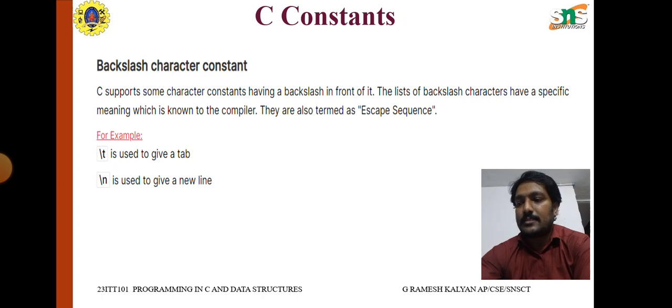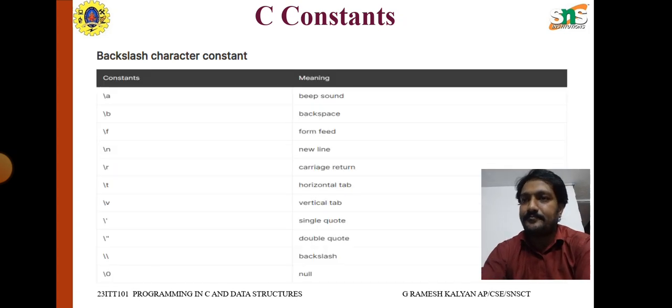The next one is the backslash character constant. C supports some character constants having a backslash in front of them, and the list of backslash characters has a specific meaning which is known to the compiler. They are termed escape sequences. An example is \t and \n. \t is used to give a tab, and \n is used to give a new line.